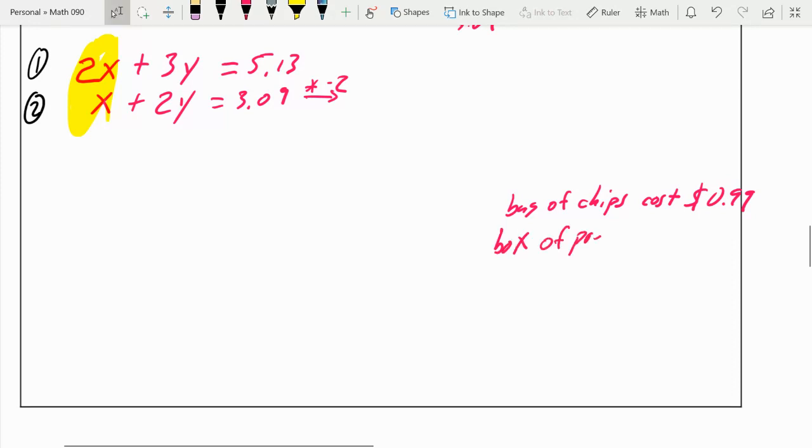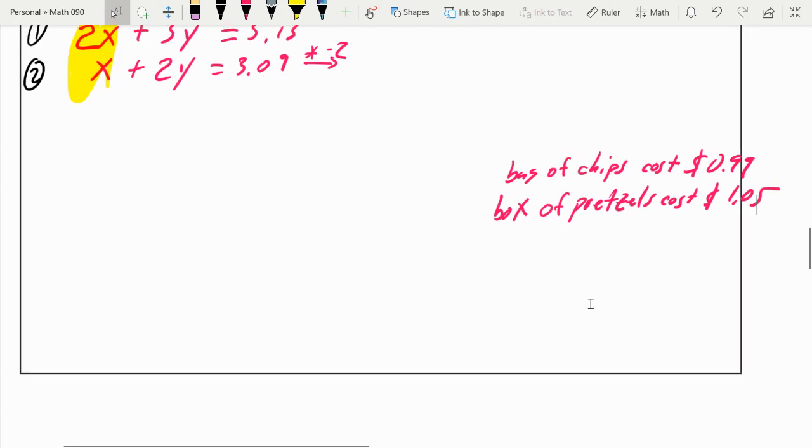Box of pretzels costs... what was the cost? $1.05. Okay. All right. So again, please try to do the problem yourself.